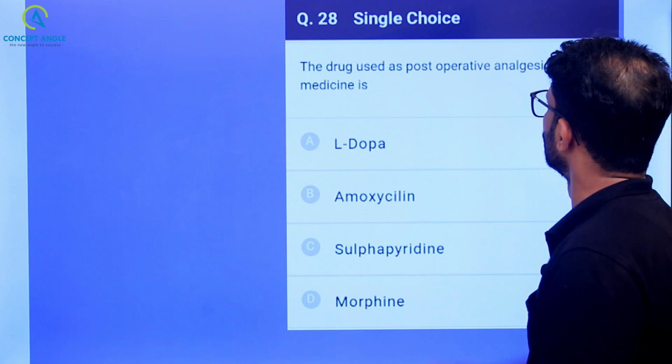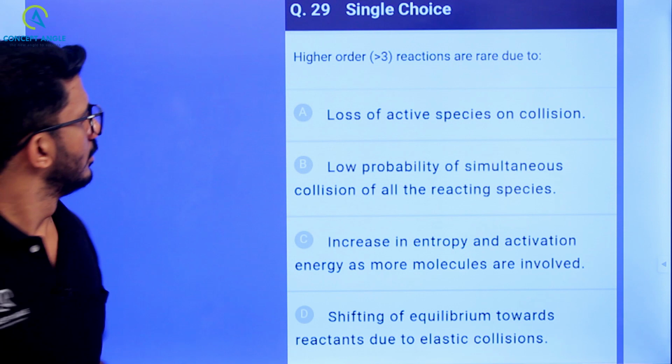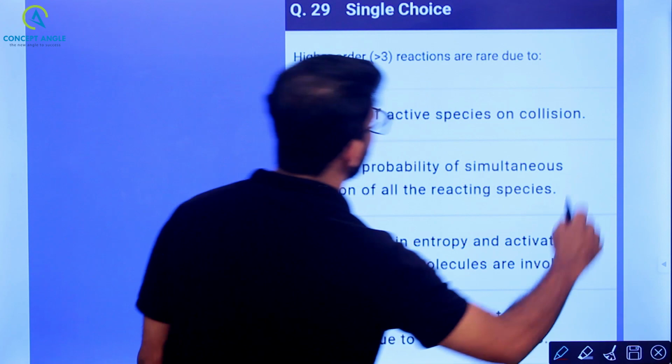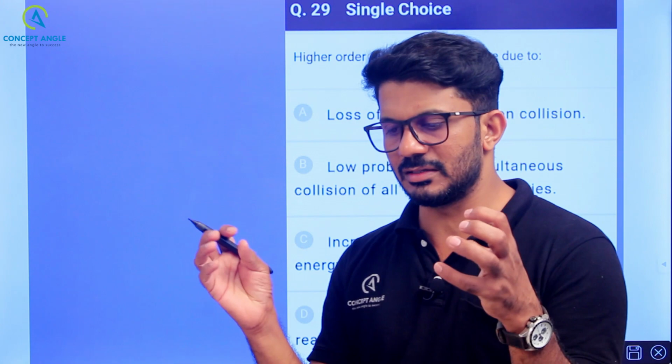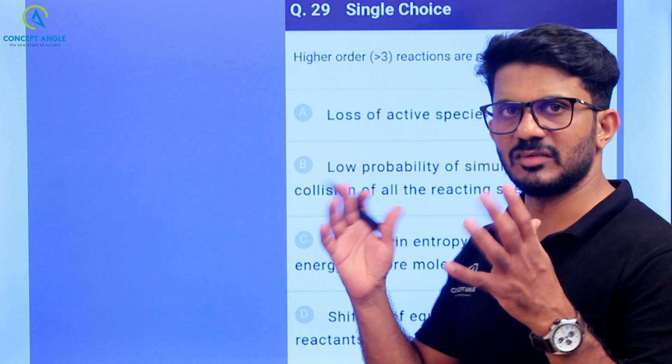Question number 29. Higher order, greater than 3, reactions are rare. The reason why the order of a reaction rarely goes above 3: according to collision theory, a chemical reaction takes place by the collision between the molecules. Collision theory was explained in chemical kinetics.